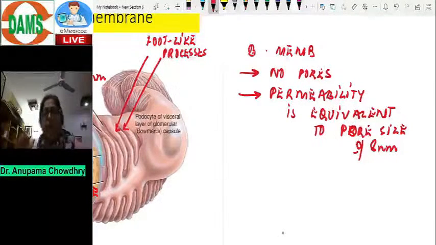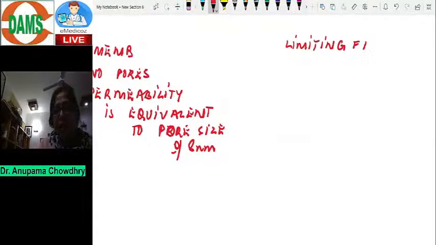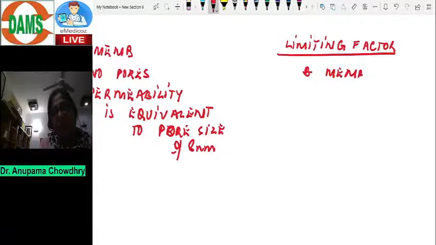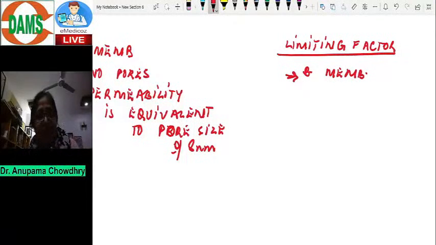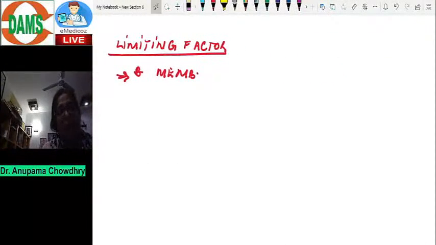So my first point over here is, what is the limiting factor for filtration? The limiting factor for filtration is going to be the basement membrane. The fenestrae and filtration slits are relatively large in size. Therefore, what is going to be the limiting factor for filtration? That is going to be the basement membrane. Next important point is neutral particles.